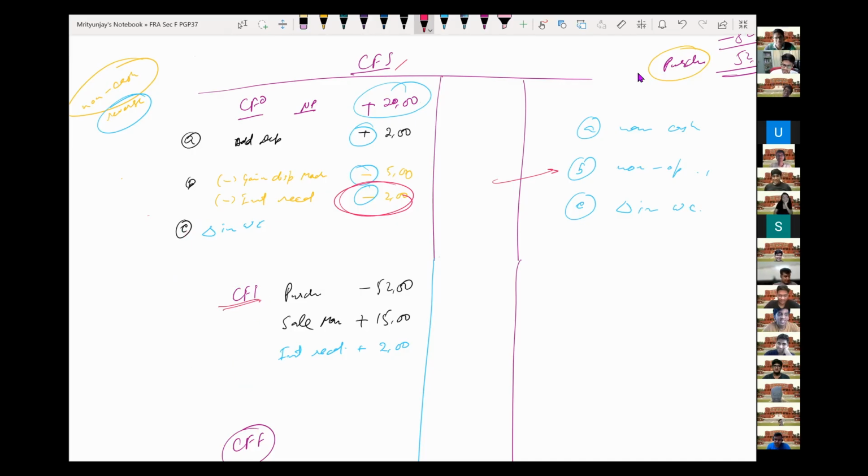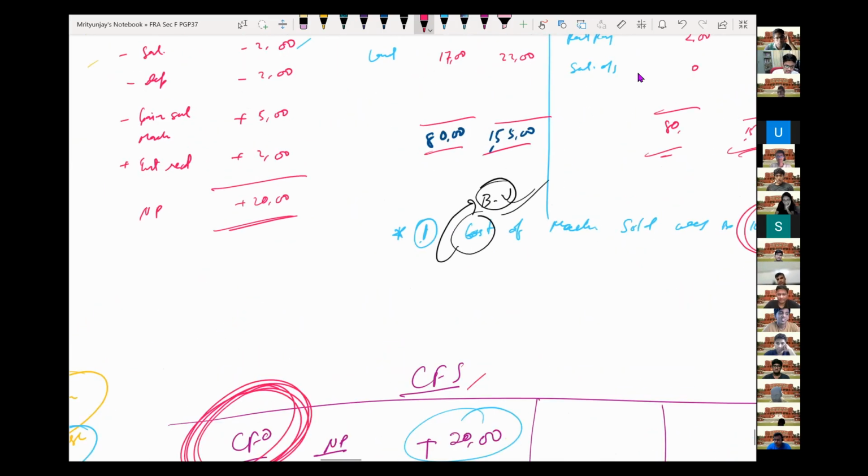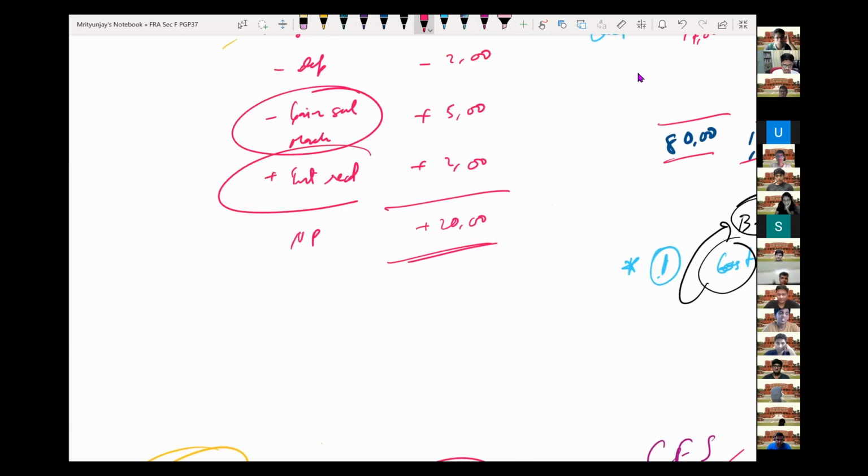So for non-operating items, what we are saying here is that they involve some cash impact, but they are not of operating nature. Means they don't belong to CFO. They belong somewhere else. 2 such examples we found in our income statement. One was gain on sale of machinery and one was interest received.